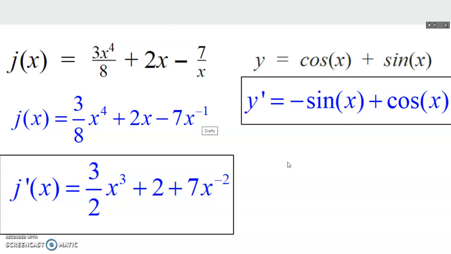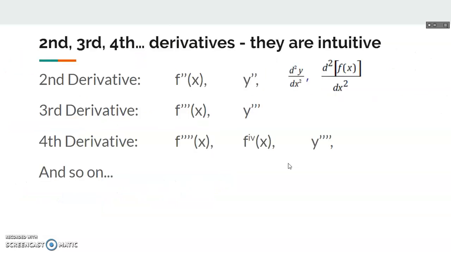If you have questions on any of these, reach out to your teacher. Second derivative, third derivative, fourth derivative, they're pretty intuitive. Just keep adding a prime. This was just notation for how to do the second, third, and fourth derivative. We'll get a lot more into these in later units.